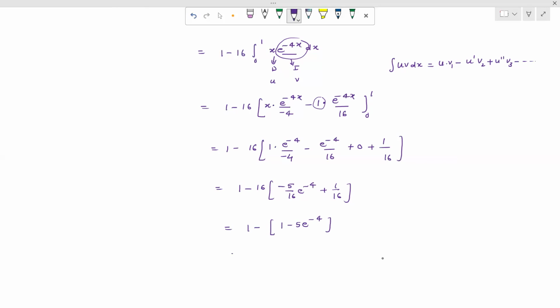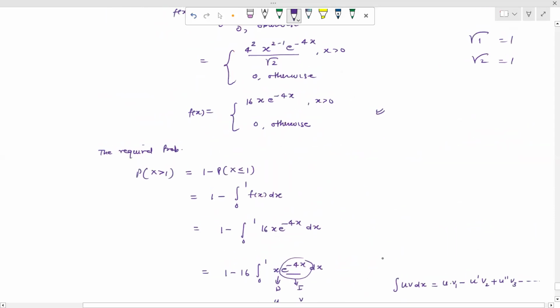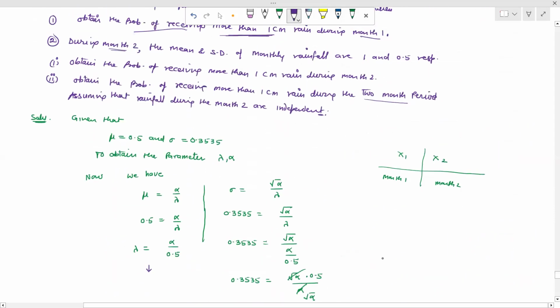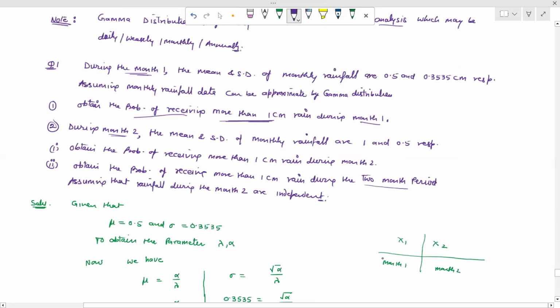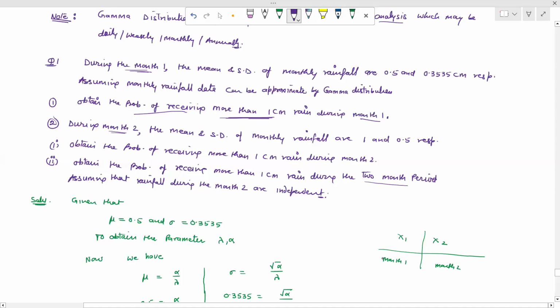5 e raised to the power minus 4. So we can calculate this. Approximately the value of this will be 0.092. So this is our first part. We have done the first part. Now we move to the second part, during the month 2.